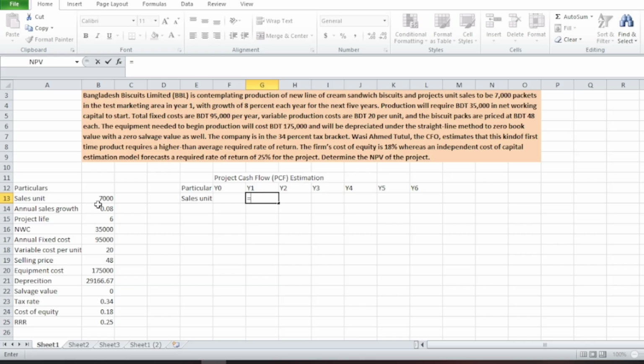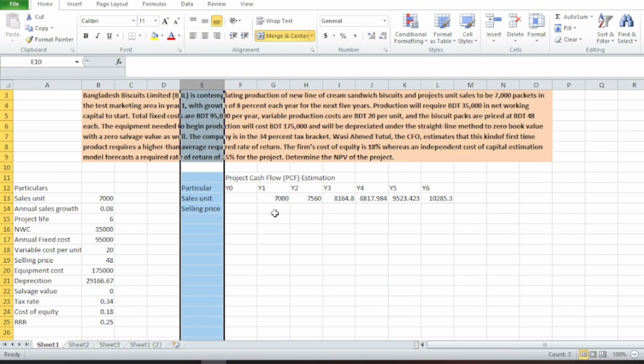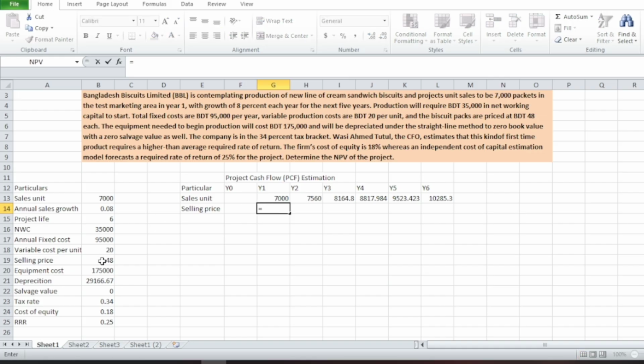In year 1 it was 7,000, using a link. In year 2 to year 6 it increases by 8%. So 1 plus the growth rate, again using a cell reference, and simply dragging it to year 6. This is our sales unit. Next, the selling price, which was the same for each year, which is 48 taka. I'm just using a link.